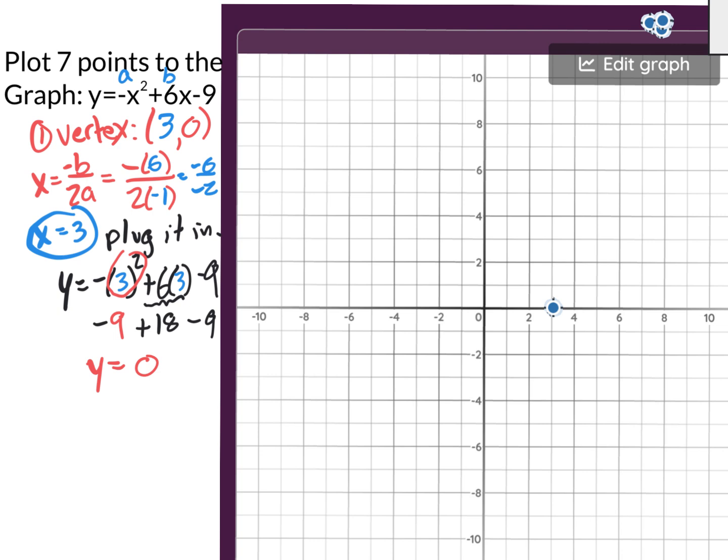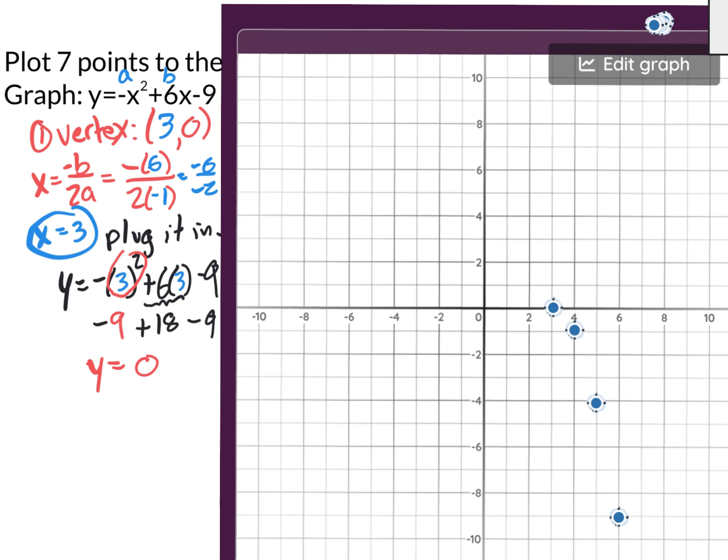Now we need more points, so you could go to an XY table, or you could recognize that the a value is -1, which means you could use the pattern 1, 1, 2, 4, 3, 9, but it's going down instead of up. So we're going to go 1 over, 1 down, back to the vertex, 2 over, 1, 2, 3, 4 down, back to the vertex, 3 over, 1, 2, 3, 9 down.